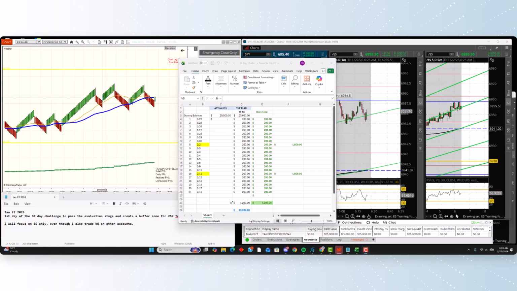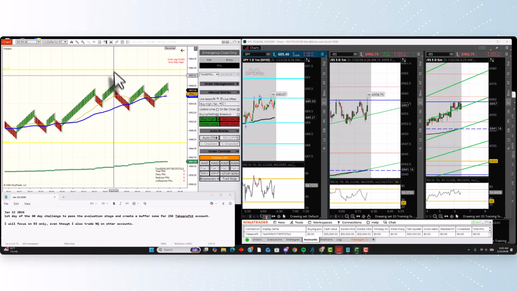withdrawals. So I've created this basic spreadsheet here. Again, we're starting with 25,000. Today is the 22nd of January, and our goal is to do $200 a day and call it a day. And if we focus on that, by February 2nd, we'll pass the evaluation. By February 11th, we'll have our buffer zone. And after that, we can start withdrawing money. All right. So we'll keep a tab on this one as we go.